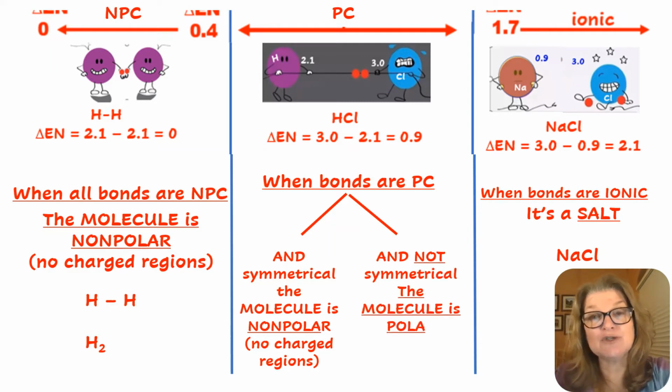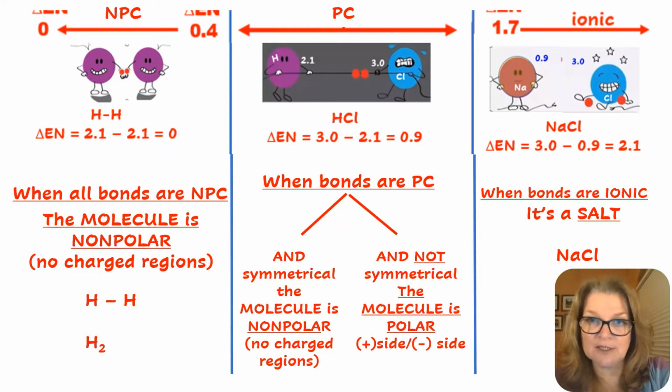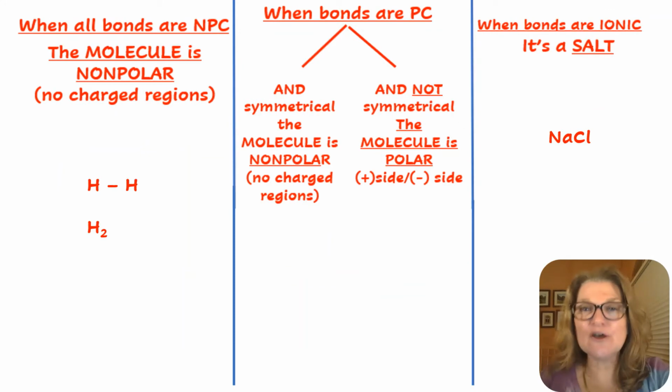Because if it's not symmetrical, the charges won't be equal and opposite each other and they won't cancel each other out. We're going to delve a little deeper into this, and let's start on the side where it says when the bonds are polar covalent, PC, and it's not symmetrical, it's going to be a polar molecule, because most people would expect if the bonds are polar, the molecule will be polar. So let's look at an example where that is the case.